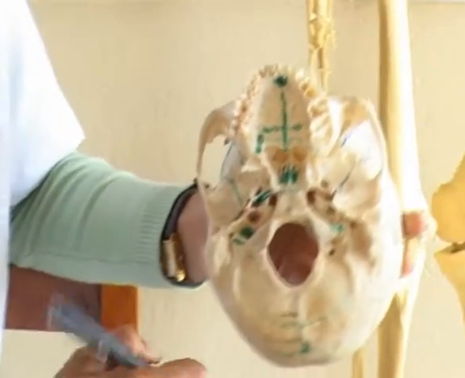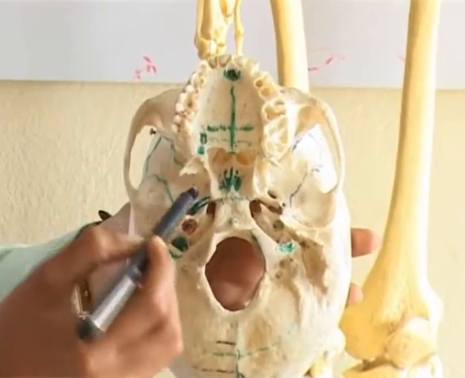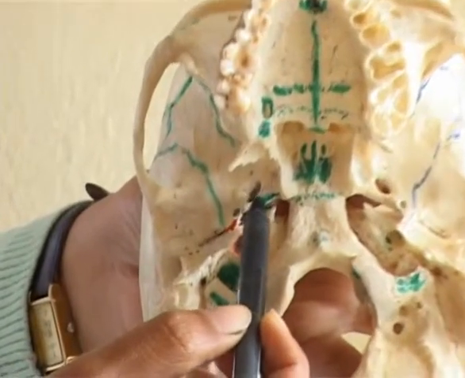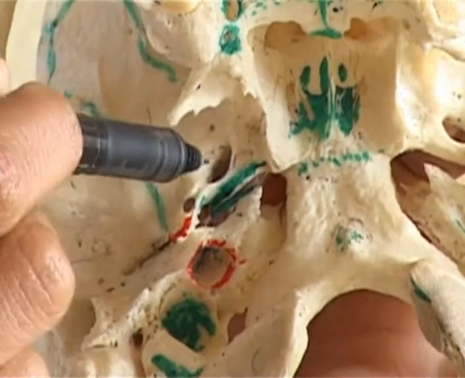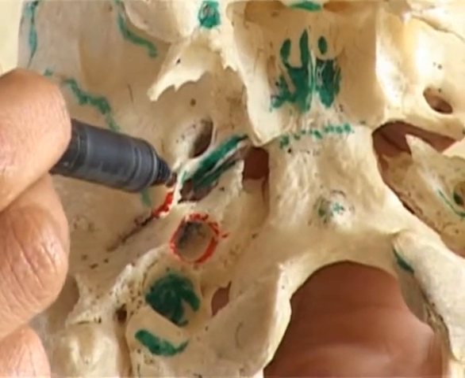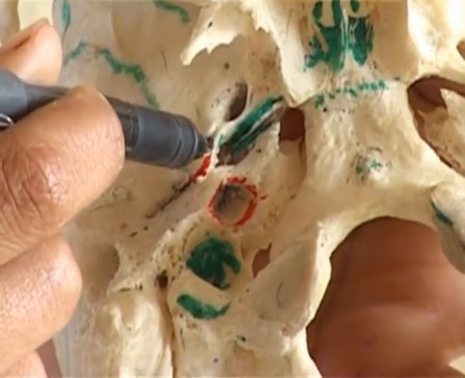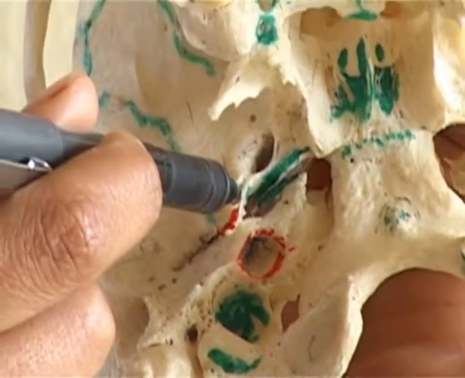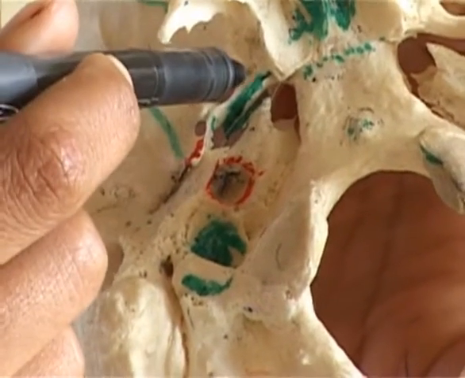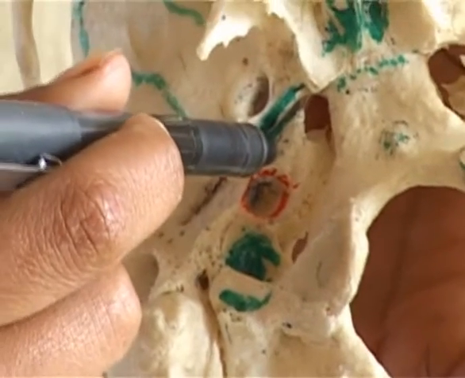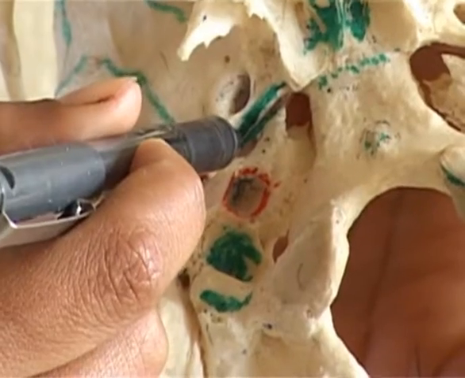The greater wing of the sphenoid is pierced by the foramen ovale. The main structure passing through this is the mandibular nerve. Posterior to that is the foramen spinosum, which gives passage to the middle meningeal artery. Sulcus tubae is a groove between the greater wing of the sphenoid and the petrous temporal bone. It lodges the cartilaginous part of the auditory tube.